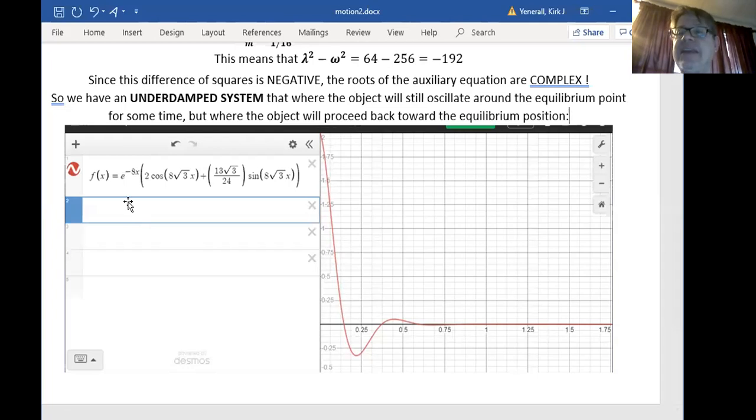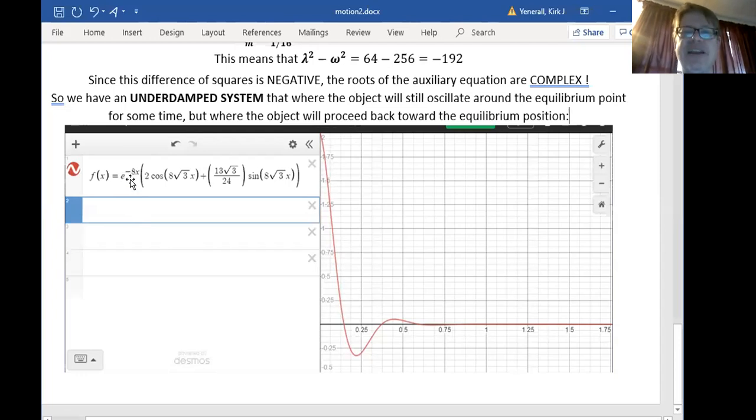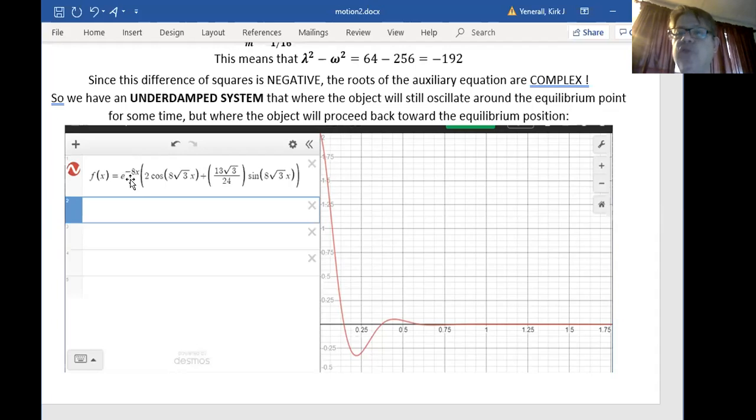So e to the negative 8t, or here in my Desmos, I've written it as e to the minus 8x, but we would usually say e to the minus 8t. That's our damping factor. And that's going to ensure that ultimately the motion of this object moves towards equilibrium. It moves towards 0. But while it's moving towards 0, it's going to do that in an oscillatory fashion. We have some sines and cosines.